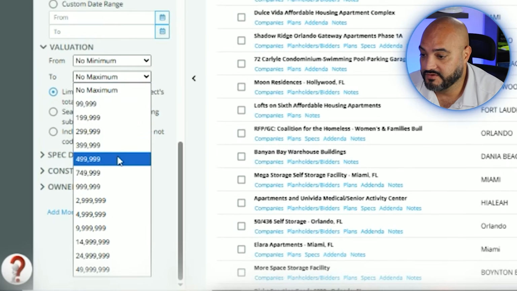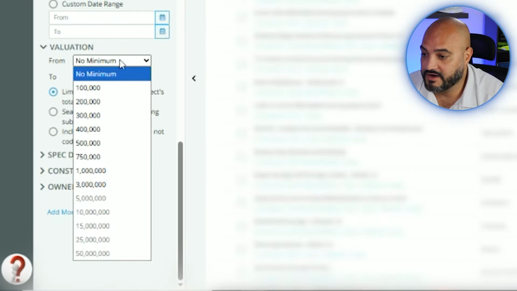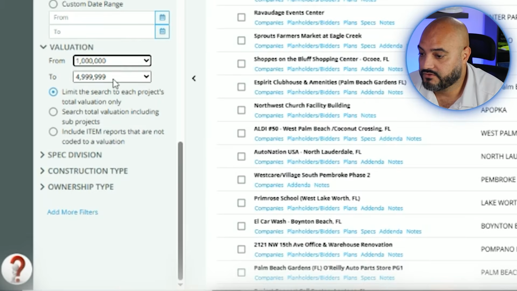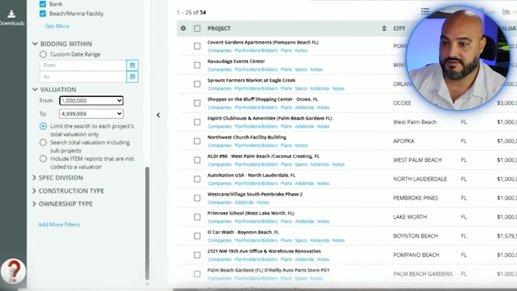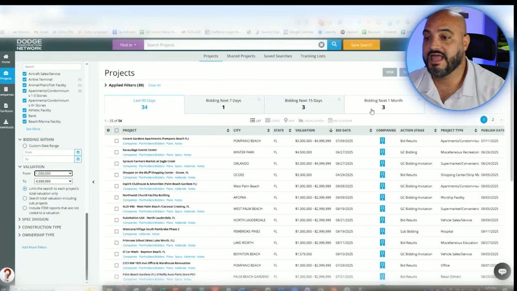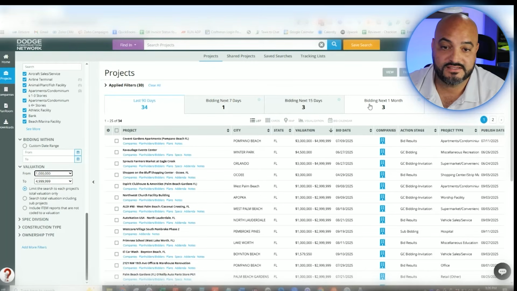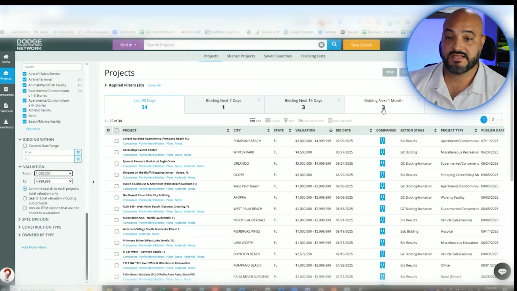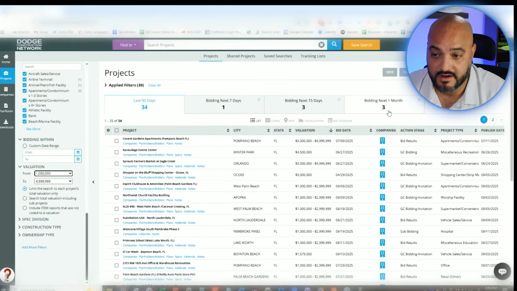Now, if you're a GC and you're comfortably doing $3, $4, $5 million jobs, we could go after those. So here we're going to start putting our filters. Let's say I'm a GC and I want to go after, I don't know, $1 million to $5 million jobs. Boom. All right, we have 3 coming up. By the way, I recorded this towards the end of the year, and you're going to see less bidding in the next 15 days, in the next 1 month, only because towards the end of the year there are fewer jobs out there.